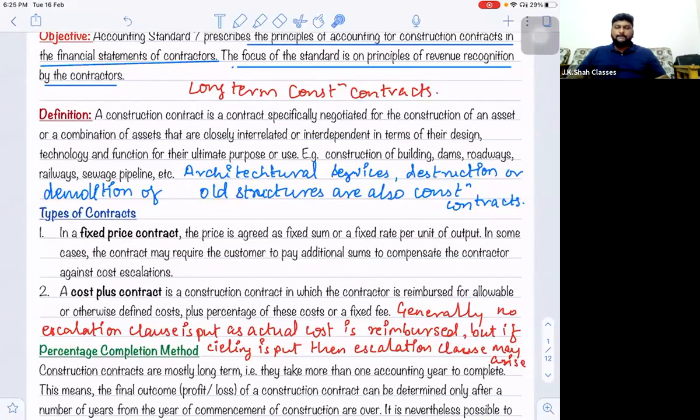Hello, sir. Yes, Suparsha. Yes. Sir, one doubt. Yes. Sir, could you please again explain the concept of cost plus contract alone, sir, with ceiling and without ceiling?